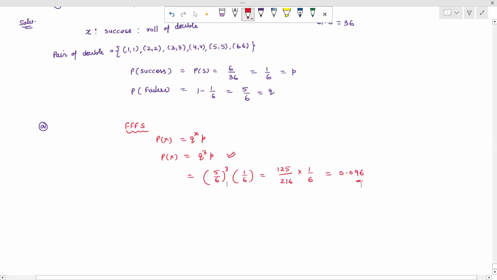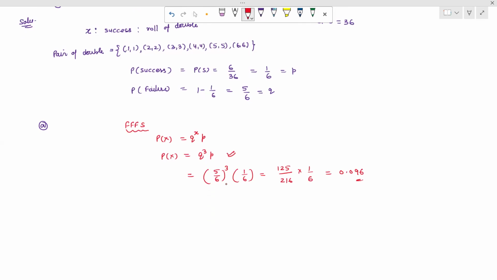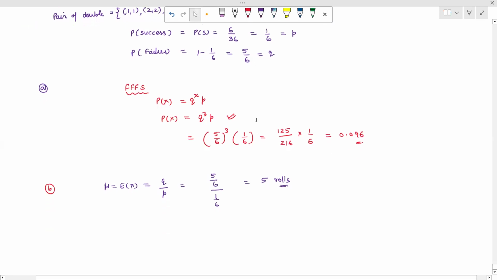So now we move to the second part. The second part is: what is the expected waiting time? So for the expected waiting time we calculate the mean, or expectation of x. What we calculated just now is q upon p. Q there is 5/6 and p is 1/6. So this means 5. So our waiting time is 5 rolls, approximately 5 rolls. Okay, so we move to the next question.